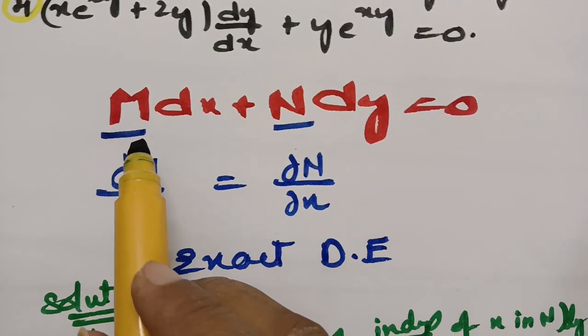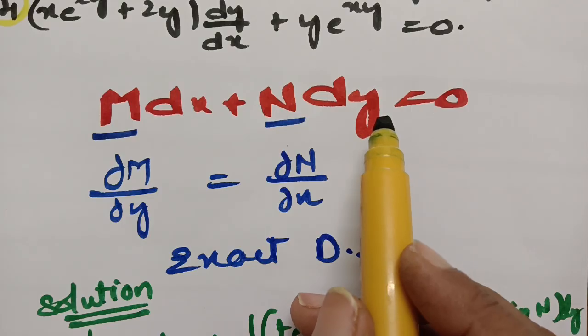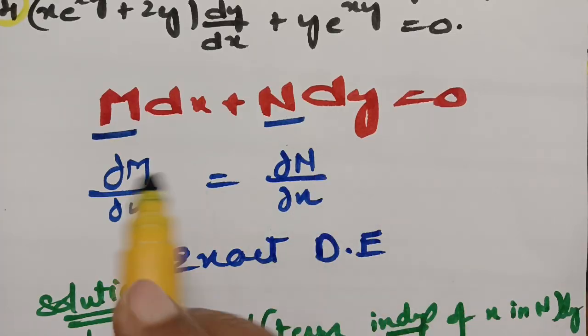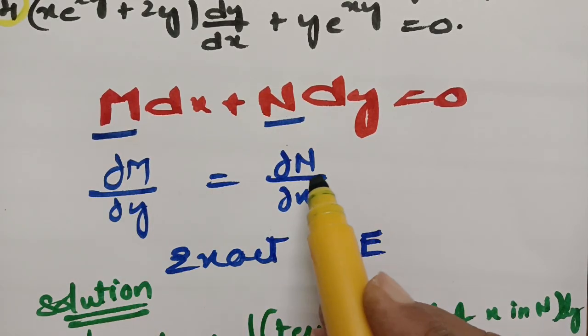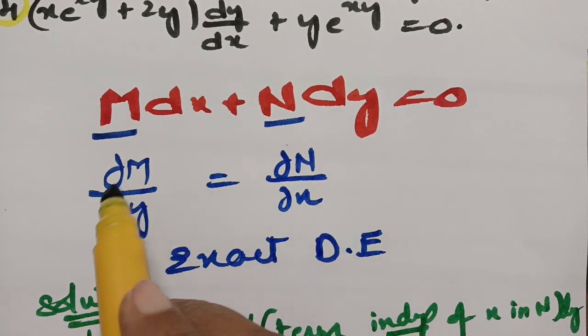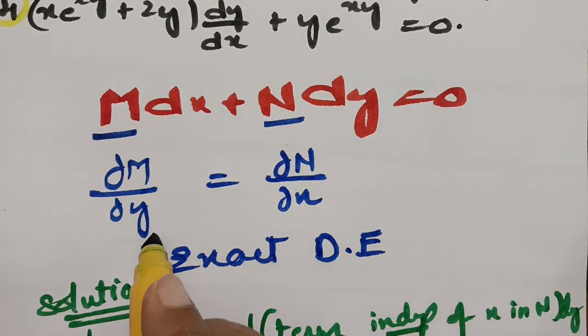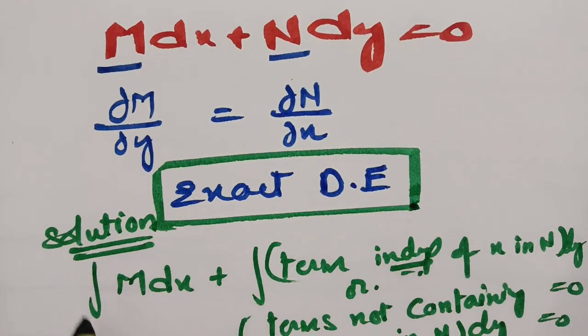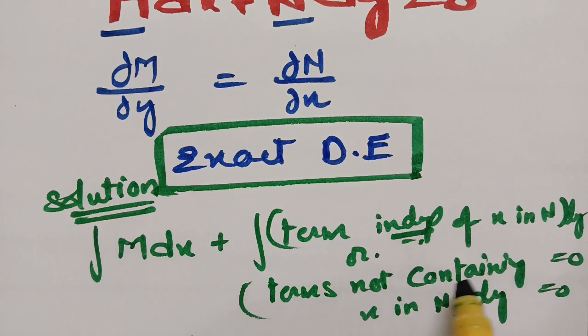First of all, the equation is like this: M dx plus N dy is equal to 0. We have to pick M and N. M we have to differentiate with respect to y, and N with respect to x. If both values are the same, then we say that the given differential equation is an exact differential equation. And how to find the solution? The solution is nothing but the integral of M dx plus the terms independent of x in N, of dy, or else the terms not containing x in N. So we have to neglect the terms which are containing x in N, of dy is equal to 0.